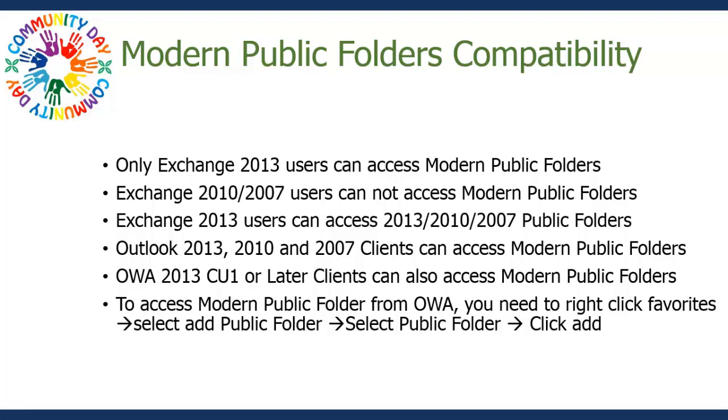Another compatibility requirement is that Outlook 2013, Outlook 2010, or Outlook 2007 clients can access modern public folders, which is the same requirement as mailboxes for Exchange 2013. Outlook 2013 CU1, cumulative update 1 or later, and OWA, Outlook Web App 2013 cumulative update 1 or later, clients can also access modern public folders, which means Exchange 2013 should be at least cumulative update 1. Nowadays, I recommend installing Exchange 2013 cumulative update 2, as I did not find any problem with the installation. Initially this had some issues, so we released version 2, and now it is working just fine, and many issues are fixed in cumulative update 2.